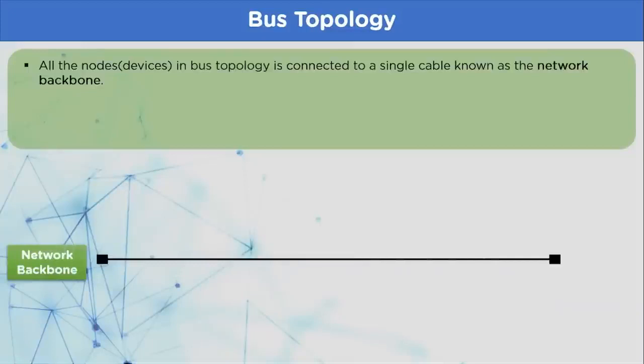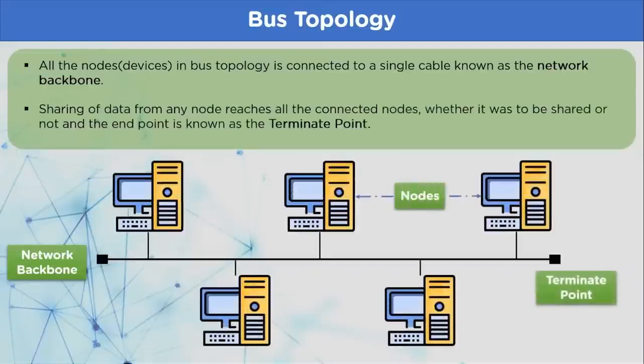First is the bus topology. In this topology, the connection channel is a single cable known as the network backbone, through which all the other nodes are connected. In this network setting, the data packets sent by the nodes are provided with the receiver address to avoid transmission errors. The data in this topology can travel from any endpoint, where they are termed as terminate points.